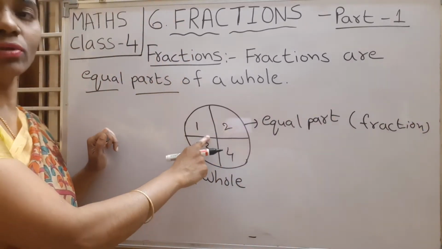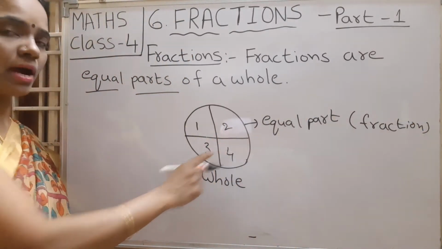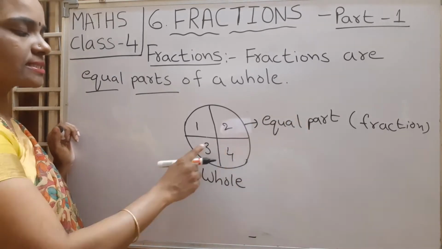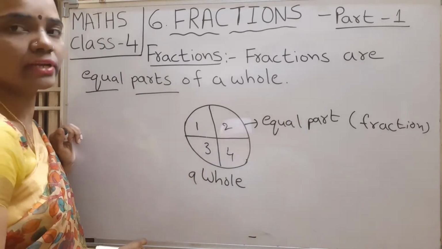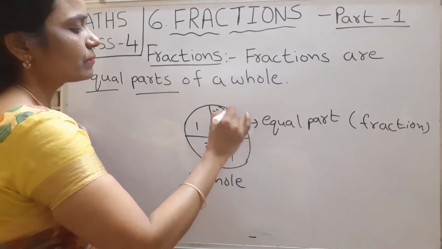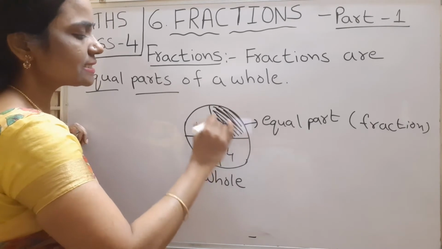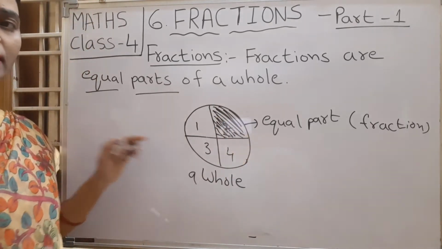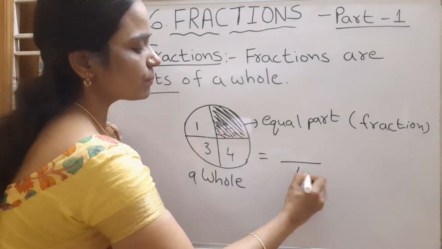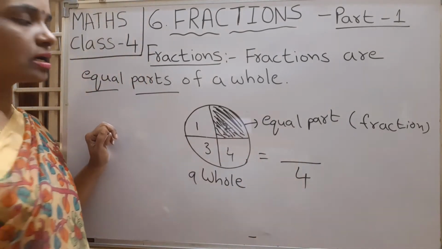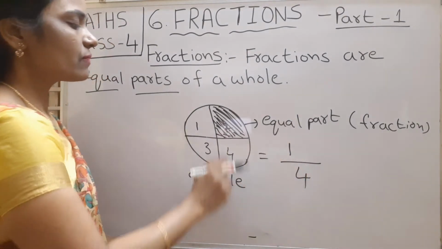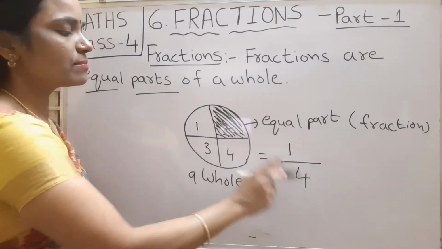Here the whole thing is divided into how many equal parts? 4 equal parts. Each part is a fraction. This is one fraction, this is another fraction, this is another fraction. Suppose we color this. Now children, tell me, what is the fraction for the colored part? Total how many parts are there? There are 4 parts. Out of 4, how many parts are colored? Only one part. So the fraction for the colored part is 1 by 4.